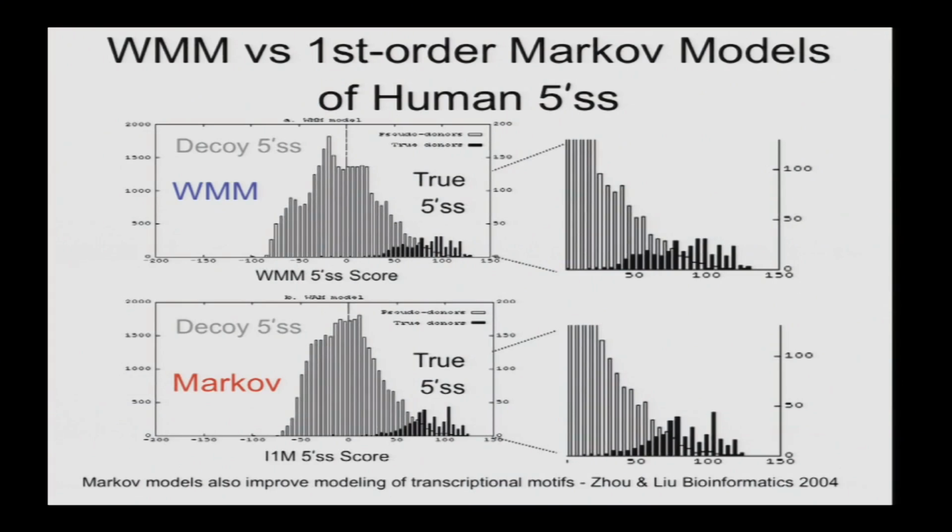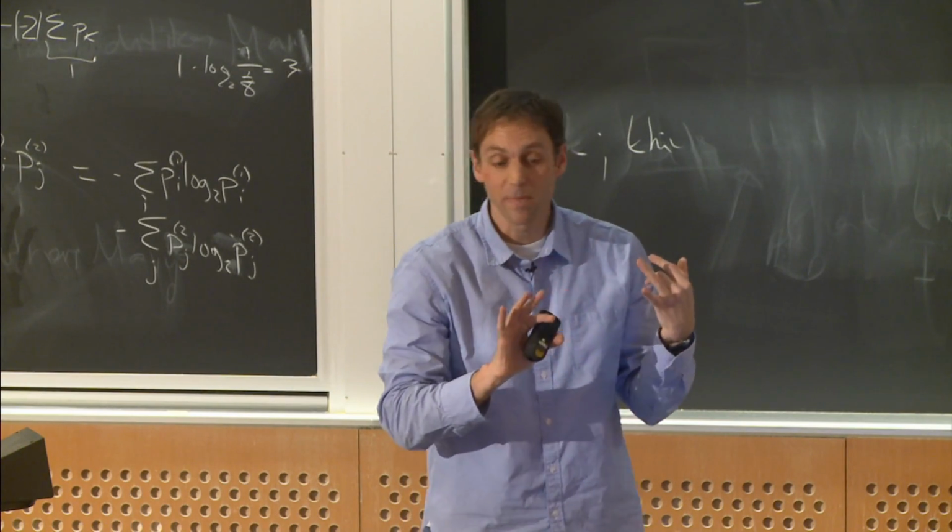Okay. So I actually implemented both the weight matrix model and a first-order Markov model of 5' splice sites and scored some genomic sequences. And what you can see here, the units are in 1/10 bit units, is that they both are partially successful in separating real 5' splice sites shown in black from the background shown in light bars. But in both cases, it's not a perfect separation. There's some overlap here. And if you zoom in there, you can see that the Markov model is a little bit better. It sort of has a tighter tail on the left. So it's generally separating the true from the decoys a little bit better. Not dramatically better, but slightly better.